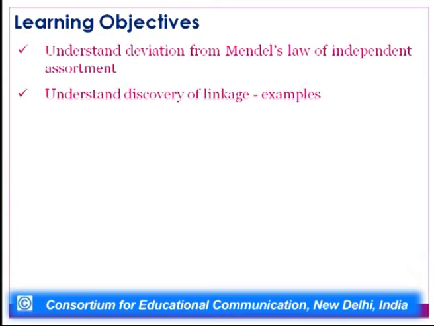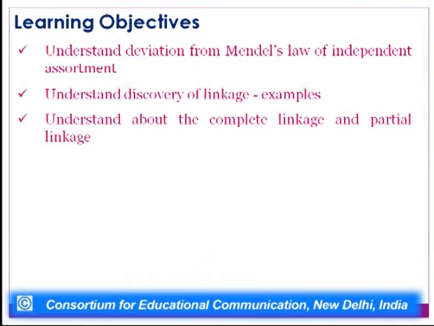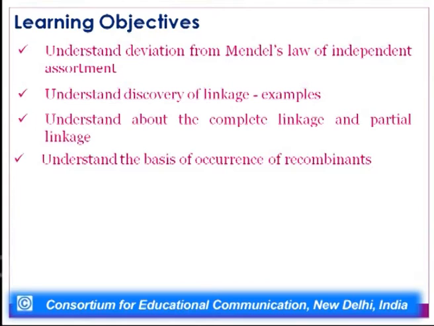So the specific learning objectives for this particular session would be to understand this deviation from Mendel's law of independent assortment, to understand the discovery of linkage with examples, to understand complete linkage and partial linkage, the two different phenomena, and we'll also understand the basis of the occurrence of recombinants in the F2 generation which is found.